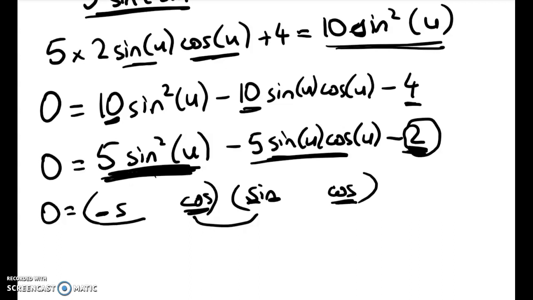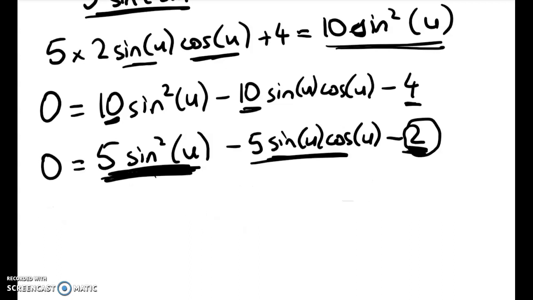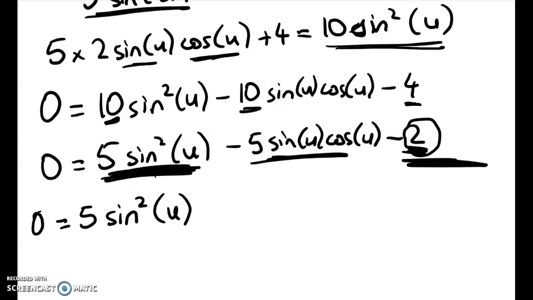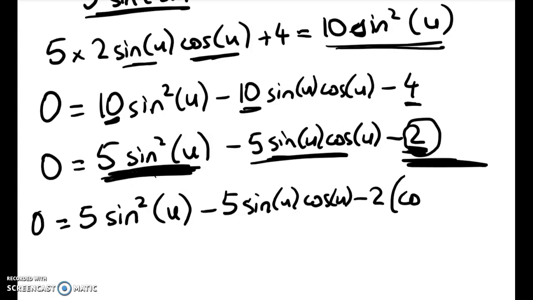So if you look at that and you're kind of stuck on how can I factorize that, usually when we factorize, we're trying to simplify things, but here we actually want to go the other way around and replace this 2 with something initially messier. So we're going to do this. We've got 0 equals 5 sine squared u minus 5 sine u cos u minus 2 times cos squared u plus sine squared u.